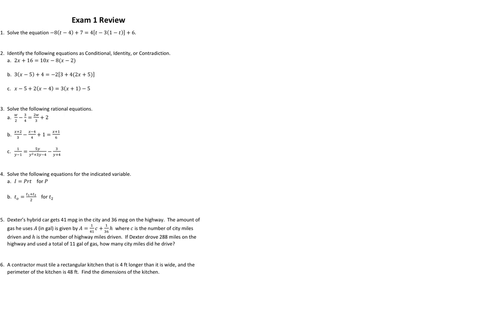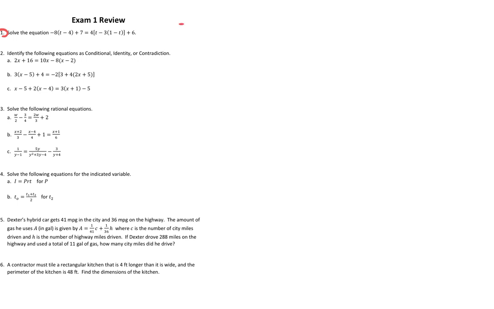Okay, so this is the College Algebra Fall 2024 Exam 1 review. So we're going to be starting with question 1. We just need to solve this equation. So the first thing that we should do here is try and distribute everything out and then combine all our like terms and get all our t's to one side, basically.